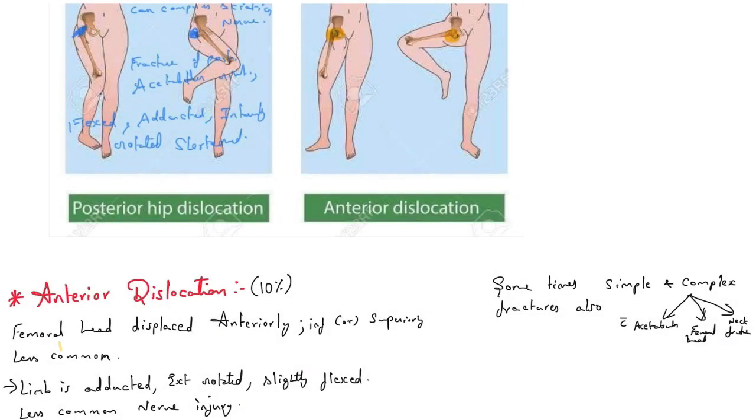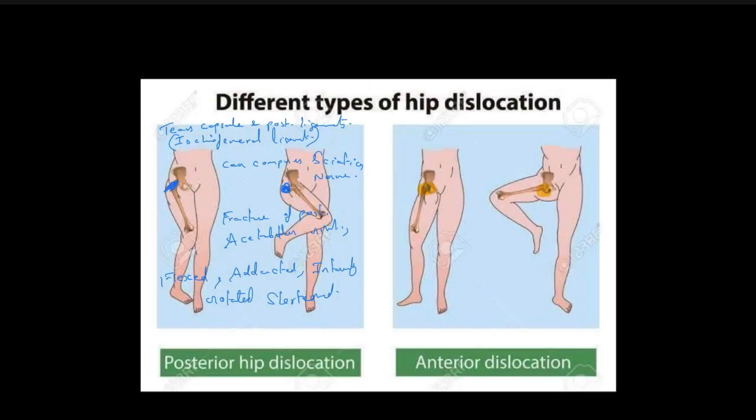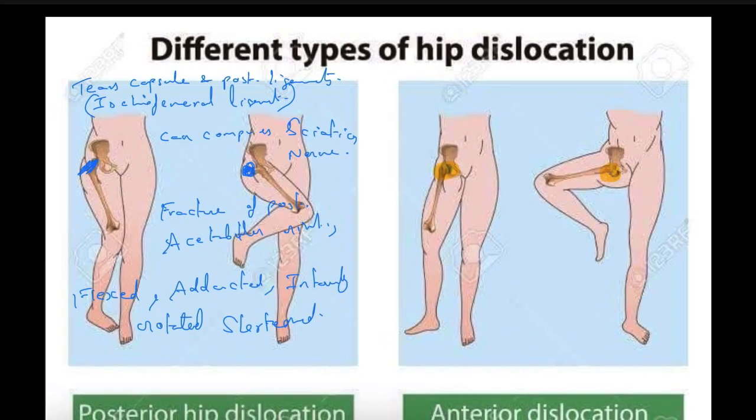In the anatomical effect, we can see some structural disruption because of this anterior dislocation. We can see some disruption of the anterior capsule, and mainly we get a ligament problem, the iliofemoral ligament. The iliofemoral ligament gives stability anteriorly, so because of this anterior dislocation the anterior capsule is disrupted and mainly the iliofemoral ligament gets stretched.